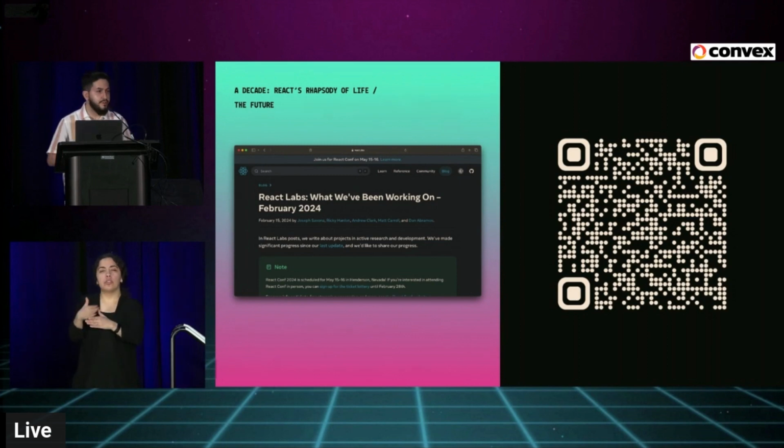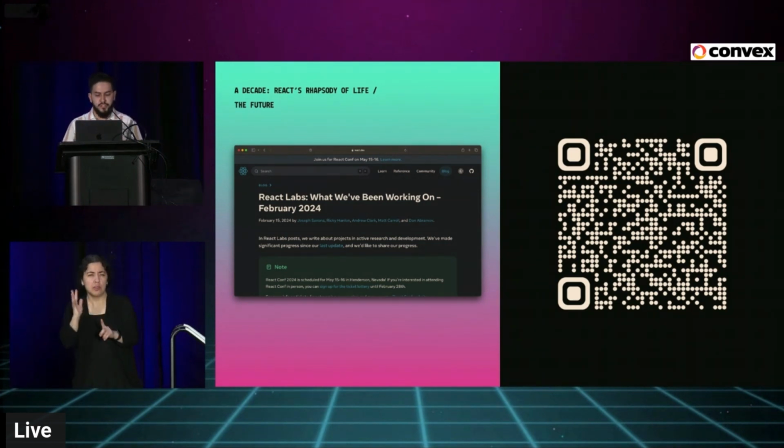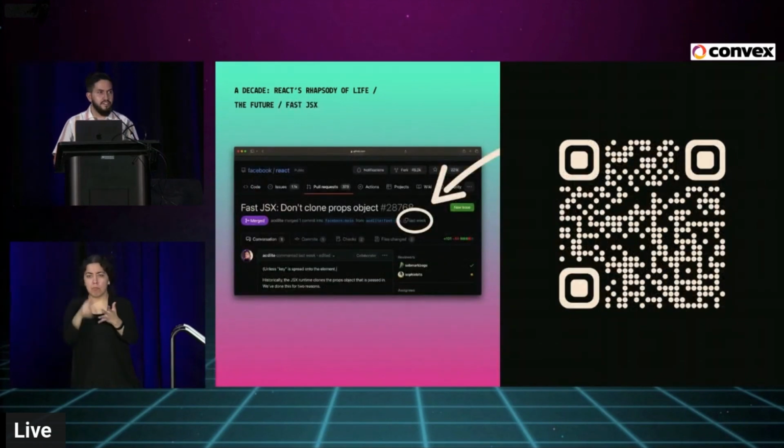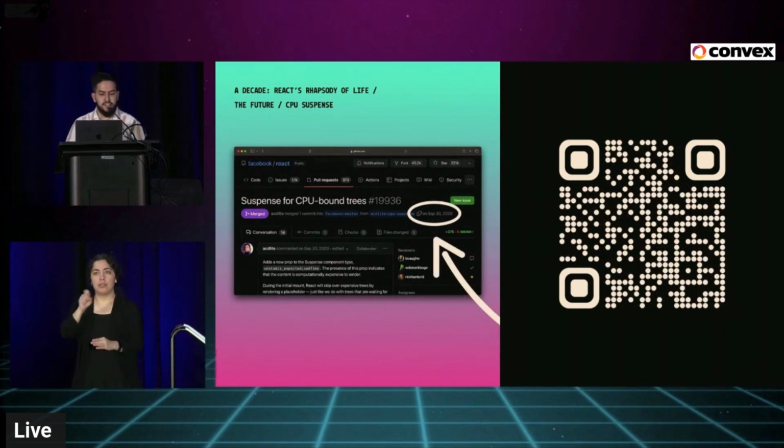So I do recommend that you check the last one published about 2 months ago or something. But besides what's highlighted in this post, we got a lot of RFCs moving. So things like FastJSX, this one is fresh from last week, and that intends to optimize the JSX runtime. And also old RFCs, like the one for Suspense for CPU-bound trees. That's been around since 2020, and it's still moving.